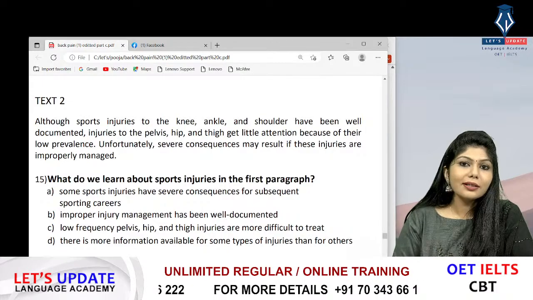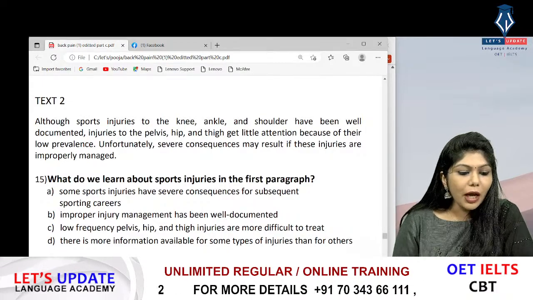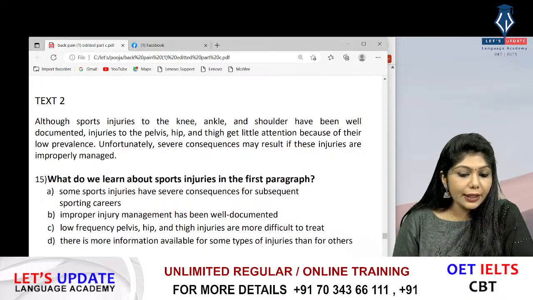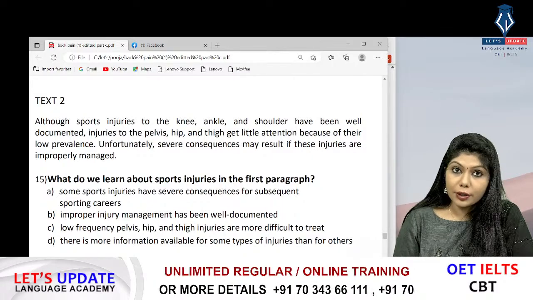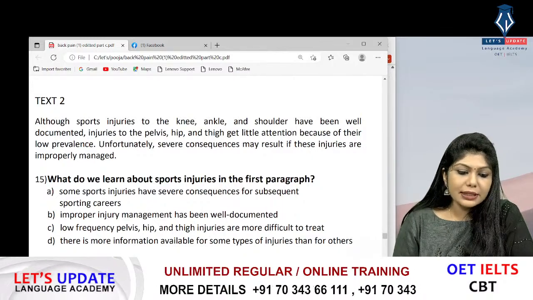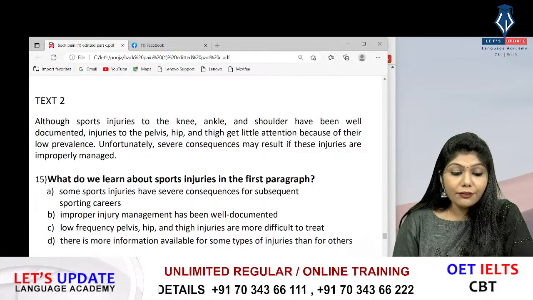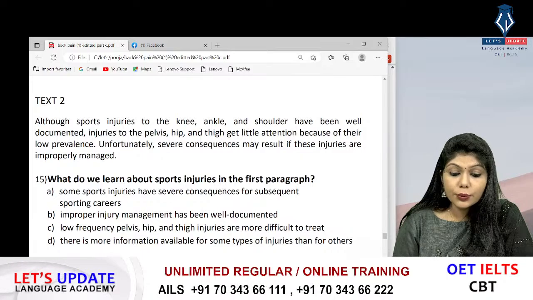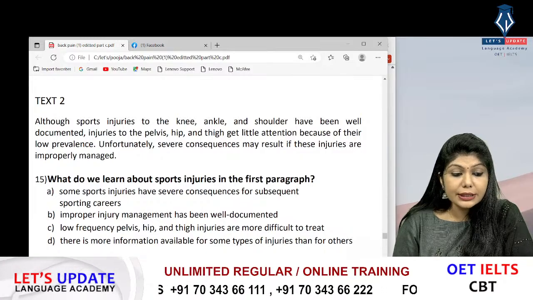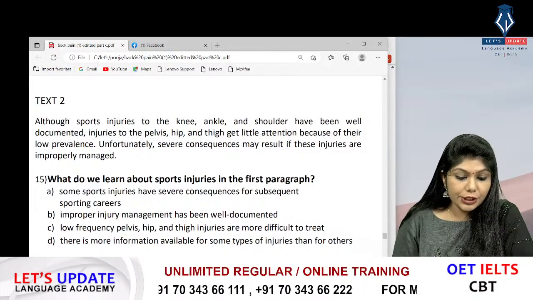Okay, so let's read the paragraph now. Although sports injuries to the knee, ankle, and shoulder have been well documented, injuries to the pelvis, hip, and thigh get little attention because of their low prevalence. Unfortunately, severe consequences may result if these injuries are improperly managed.